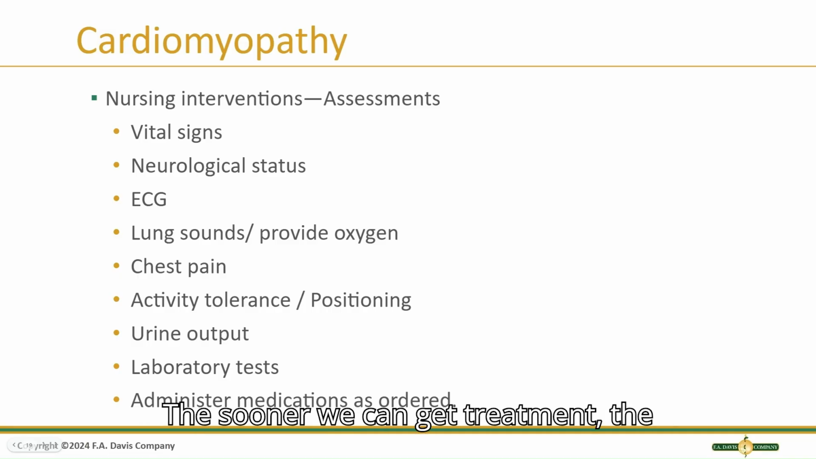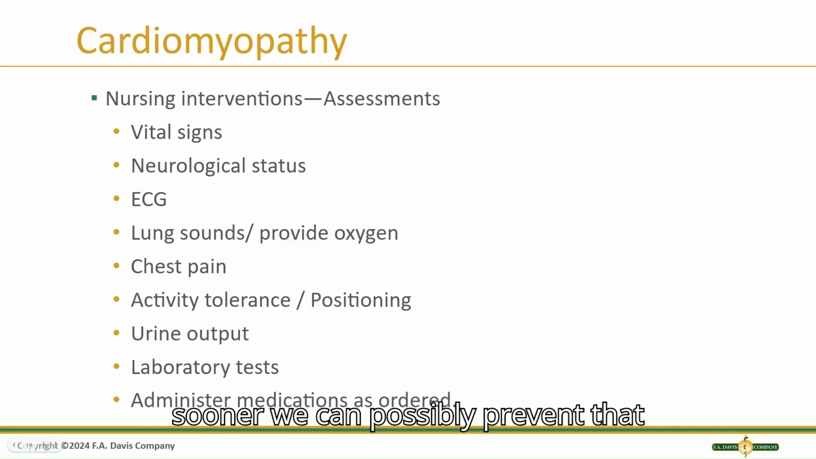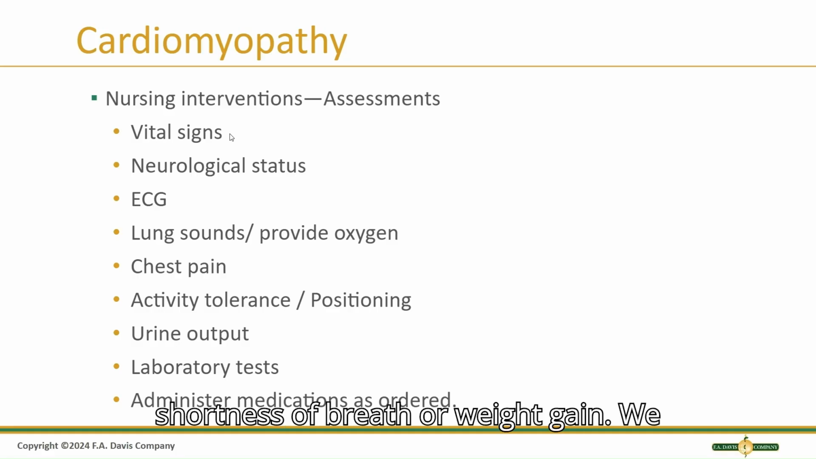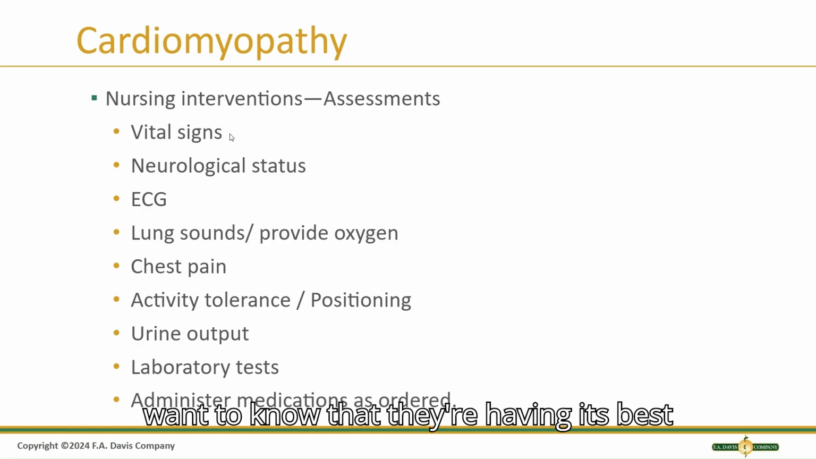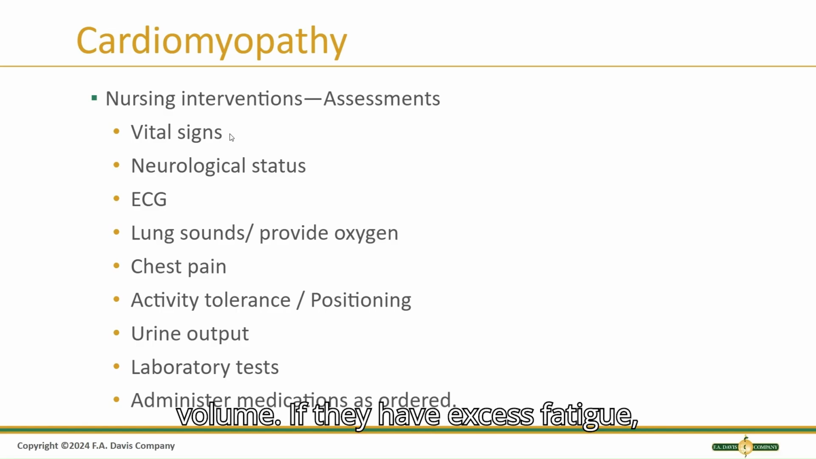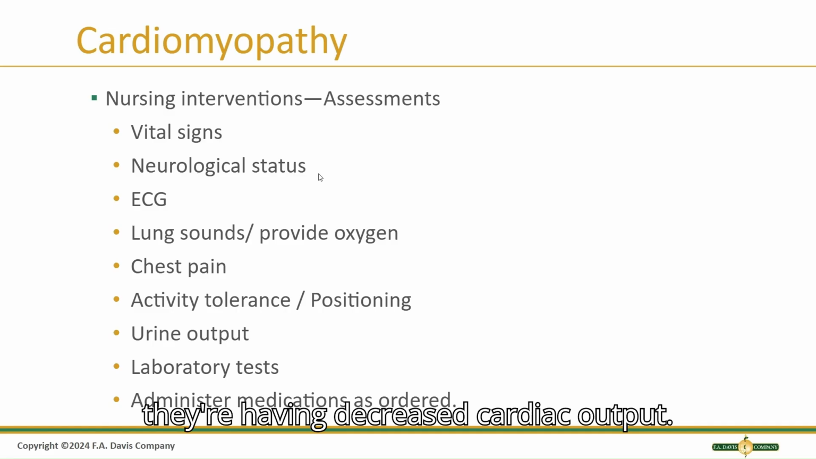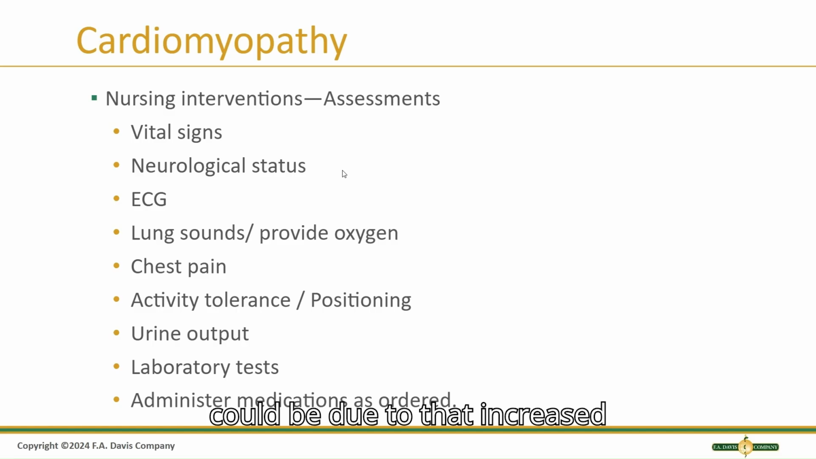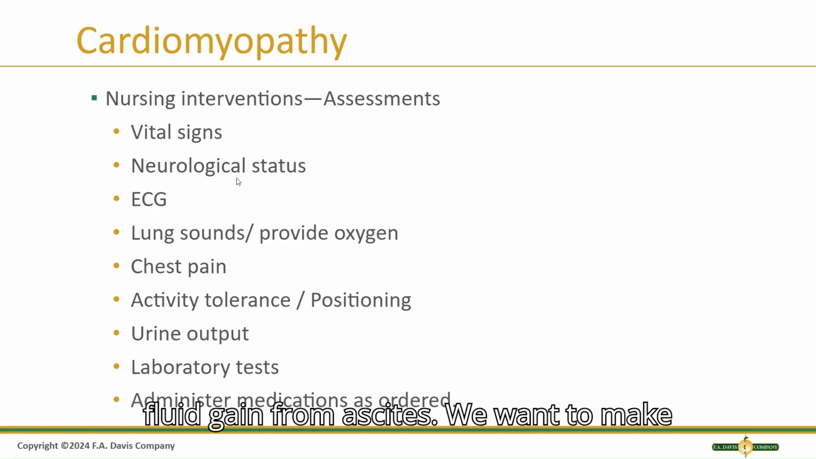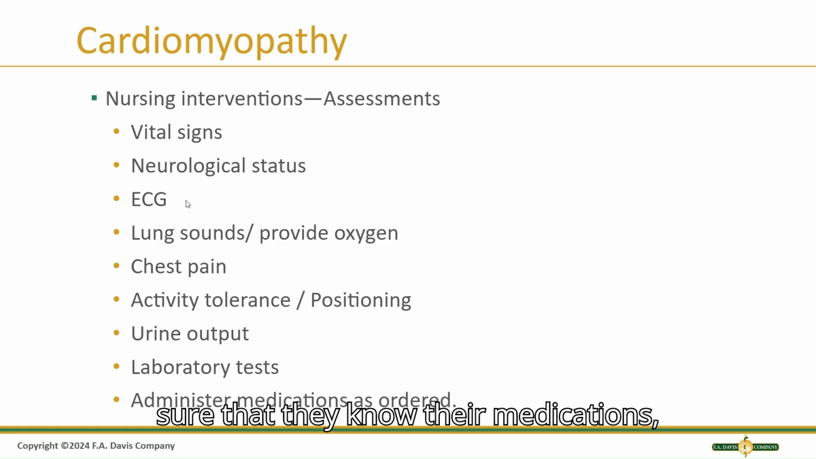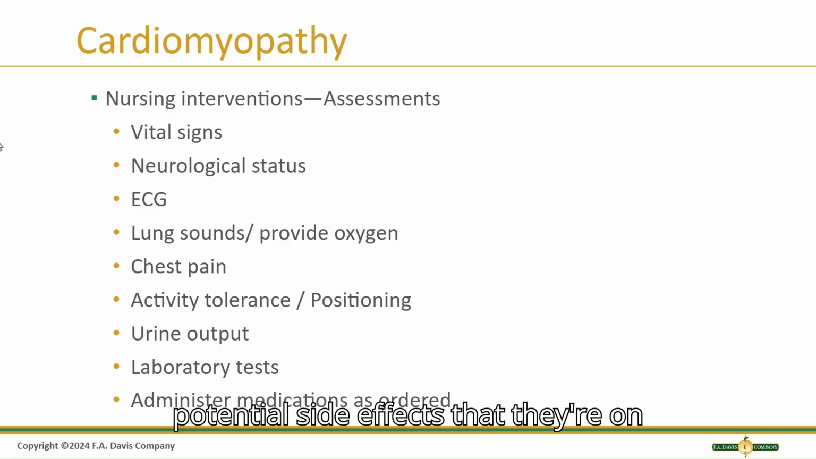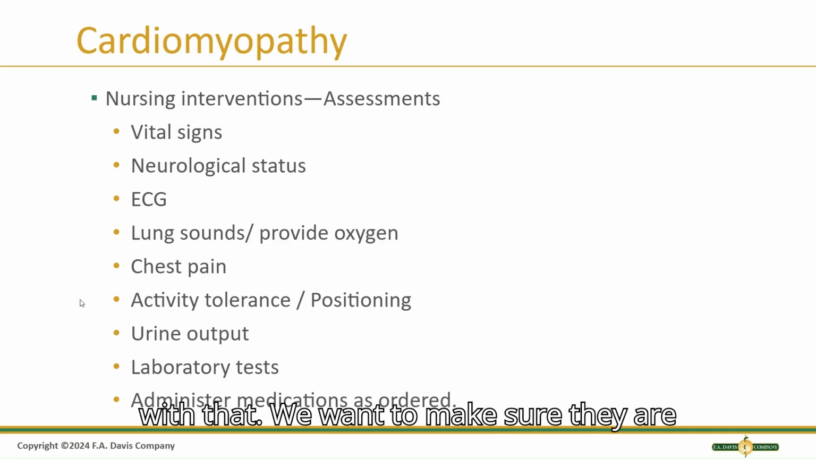Looking at our nursing interventions, a recap again, we're going to do assessments. We're going to look at their full vital signs, heart rate, heart rhythm, vital signs with their blood pressure and your oxygen saturation. We're going to look at their neurological status. The first sign of decreased oxygenation is going to come with confusion, restlessness, and agitation. We're going to monitor that EKG and their heart rhythm. We want to monitor their lung sounds and provide oxygen if they are having a decrease in oxygenation. Monitor for any chest pain.